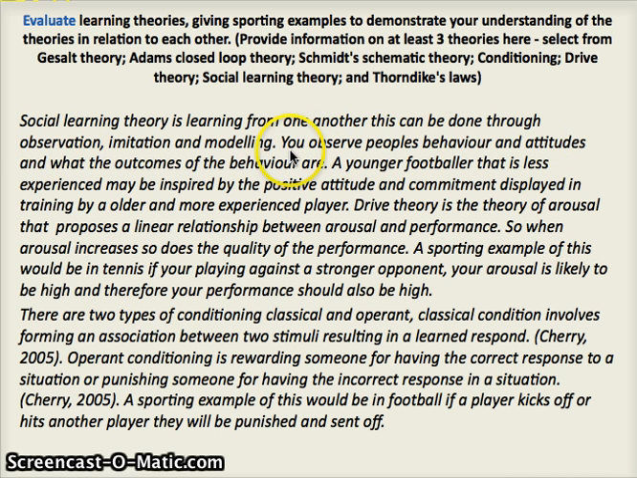So for example, we see here for the social learning theory, you observe people's behaviour and attitudes and what the outcomes of the behaviour are, followed by the sporting example. A young footballer that is less experienced may be inspired by the positive attitude and commitment displayed and experienced by older, more accomplished athletes. This then moves on to the next theory and repeats the same sort of process here, followed by a sporting example.